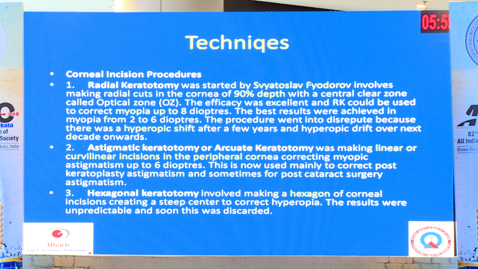Astigmatic keratotomy involved making linear, arcuate, or curvilinear incisions in the peripheral cornea for correcting up to 6 diopters of astigmatism, and today it is still used for correcting astigmatism after cataract surgery or penetrating keratoplasty. Hexagonal keratotomy was used for making a hexagon of cuts on the central cornea about 6 to 8 millimeters from the center. It was meant to correct hyperopia, but it was not successful and created a lot of corneal haze in the center, and was then given up completely.